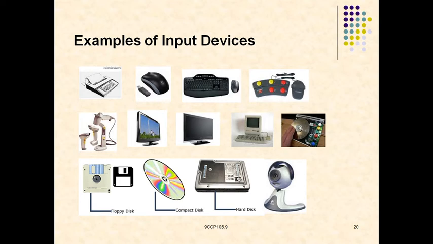You can see here a printer. This is a dot matrix printer. Then you have mouse, keyboard. This keyboard is used for games. This is a webcam, monitor. Okay, LCD monitors, hard disk you have here, floppy disk, compact disk, CD, hard disk, and then webcam. Okay, these are all examples of input devices.